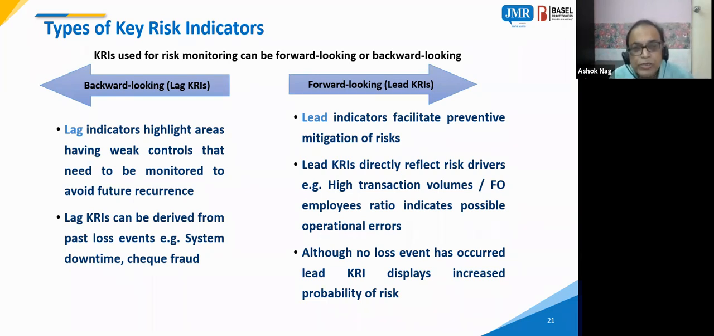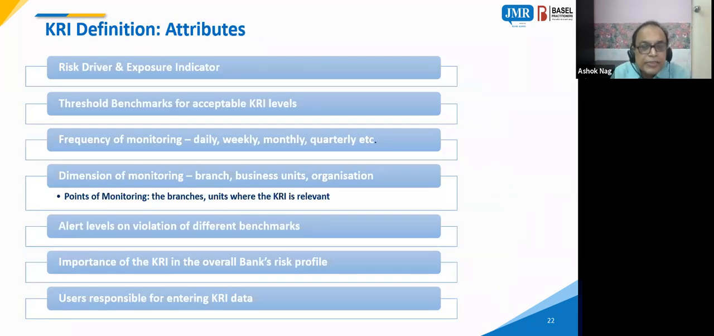So there could be both kinds of things there. Lag KRI is only for the identification of the causes, what actually made these losses happen. Forward-looking is there to take actions so that it doesn't happen in the future. So for KRIs, there are two main attributes: risk driver and exposure indicator. What is a risk driver? Risk driver is this: what is the potential risk?